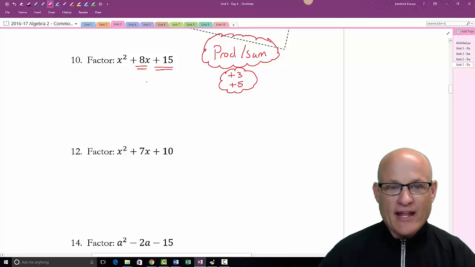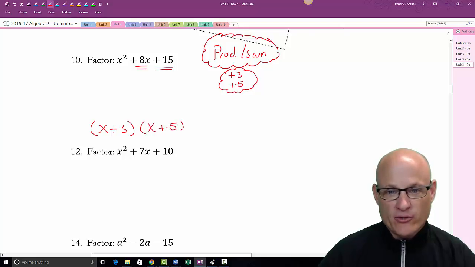Well, if you know that, and they're easy factoring like this, you're really done. The answer is x plus 3 and x plus 5. Now, that's my favorite way to do it. It's called guess and check. You just go right there.